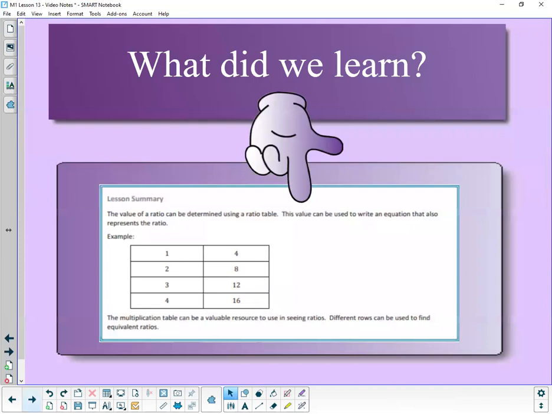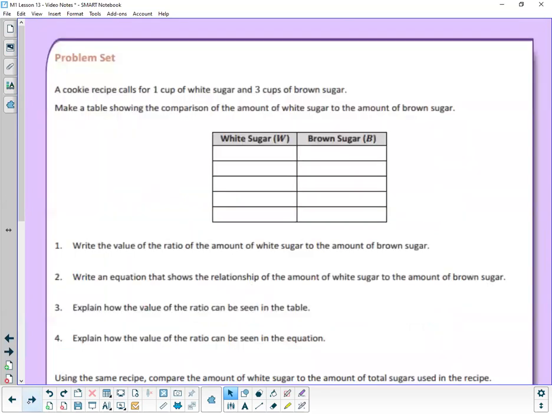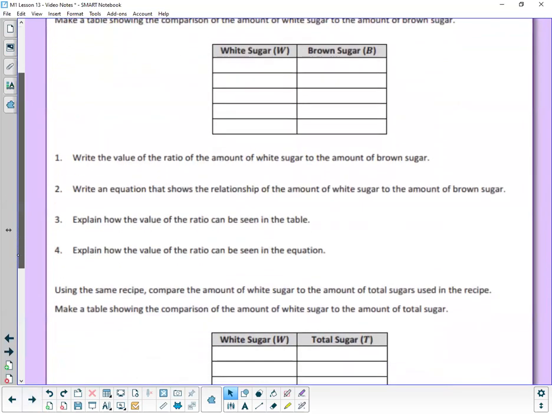All right, I hope this video has been helpful. Okay. There's the summary of what we just did. The value of a ratio can be determined using a ratio table. This value can be used to write an equation. A multiplication table can be a valuable resource to use in seeing ratios. Different rows can be used to find equivalent ratios. We've gone through all of this very carefully. I hope you know your multiplication tables. It makes life so much easier.